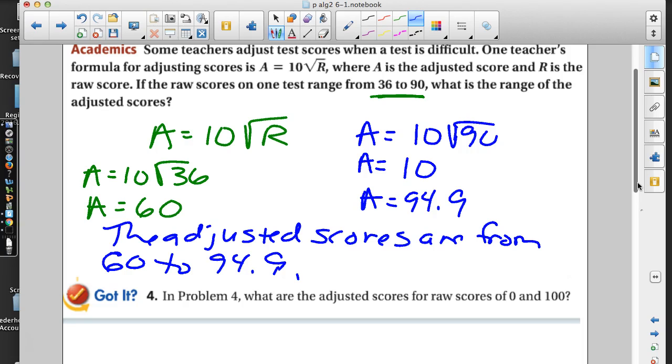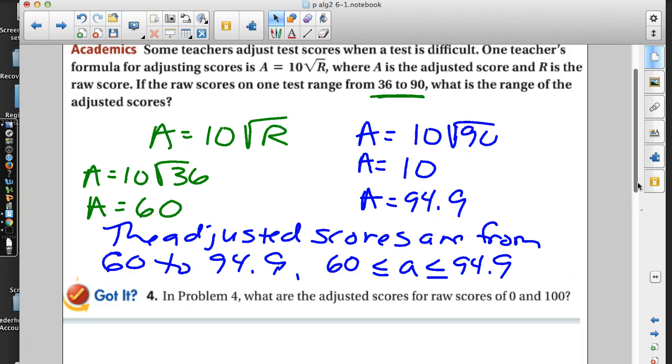If you wanted to write it mathematically, you could say, well, my adjusted scores are between 60 and 94.95. And notice how I'm not putting an equals bar under there, and that's because some people would argue that because we had to round to get that, we really shouldn't put an equals bar there, but let's not be picky. We'll just call it 94.95.